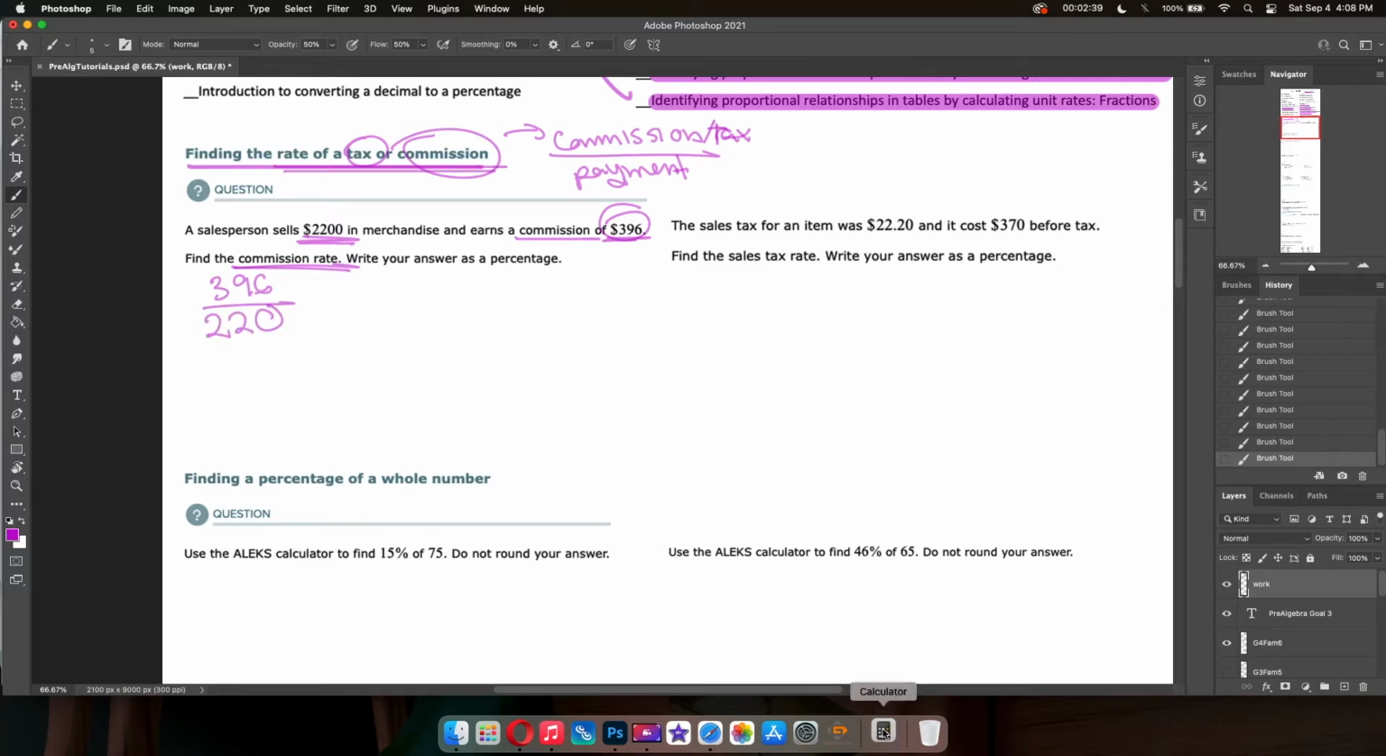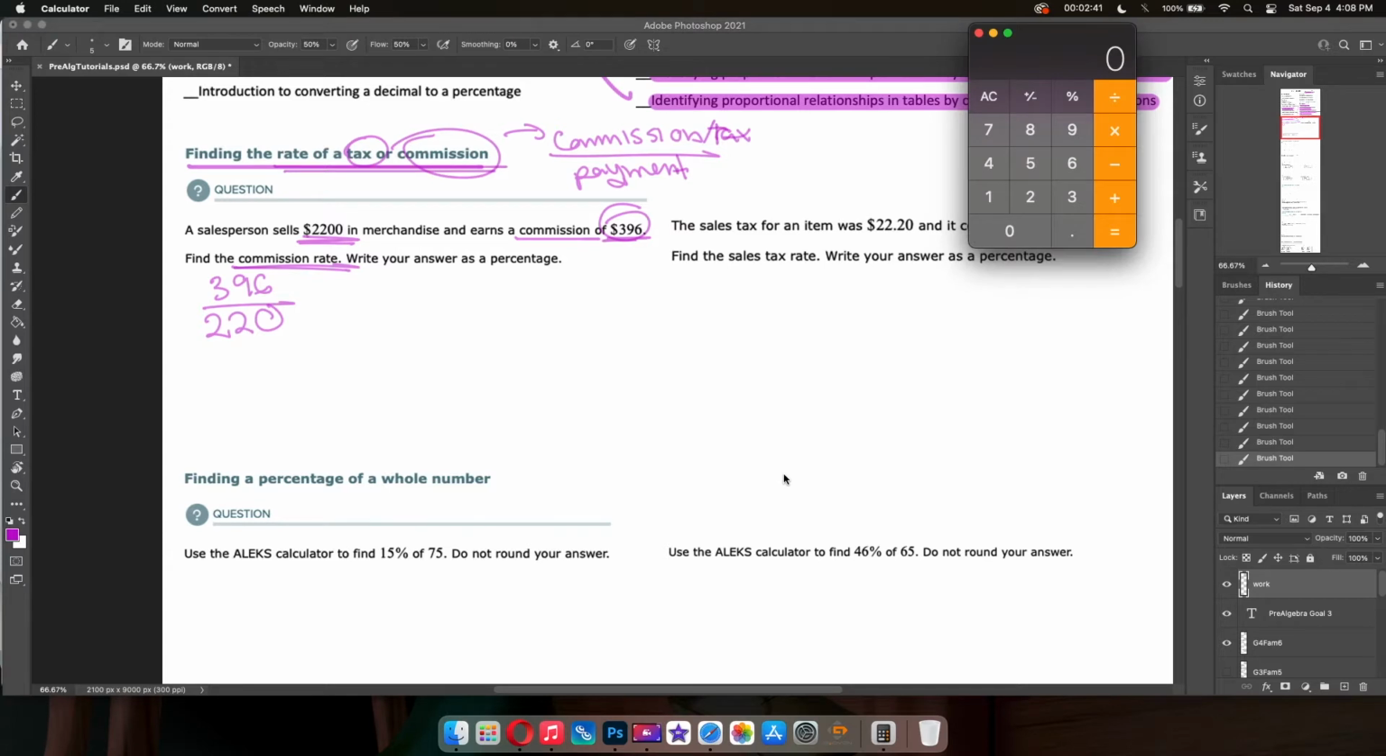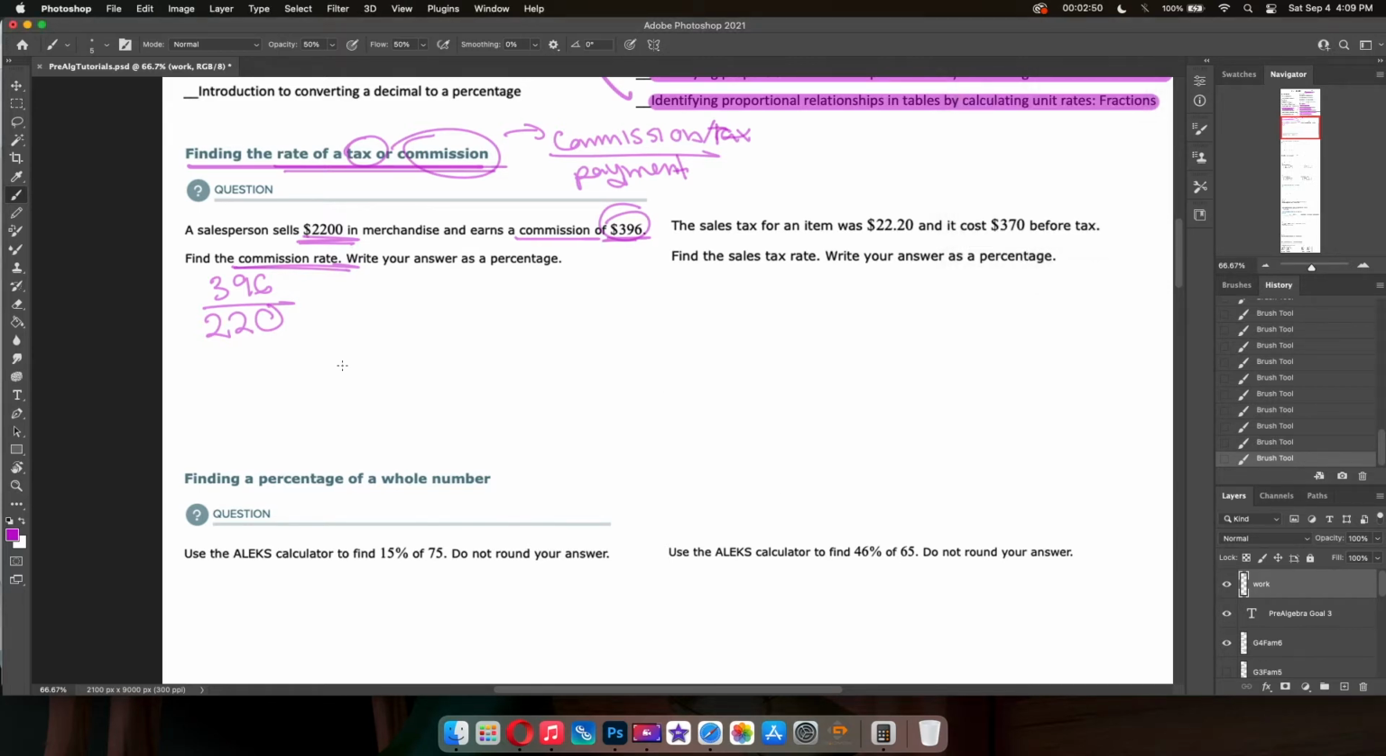And again, Ms. Dubois, human calculator though she is, cannot do everything immediately. So 396 divided by 2200 equals 0.18. So 0.18, again, that is a decimal. And after the last video on all the conversion, we have to convert the decimal to a percent. I move the decimal 2 places over to the right, and I have an 18% commission. That's all you're doing. Division, move the decimal, answer.